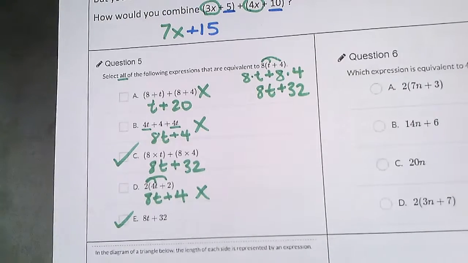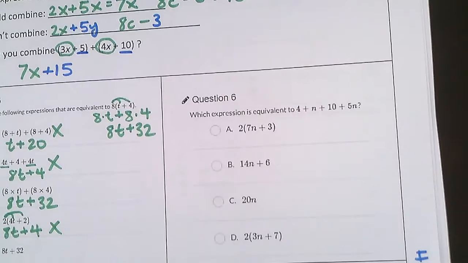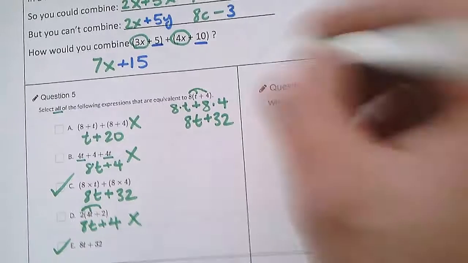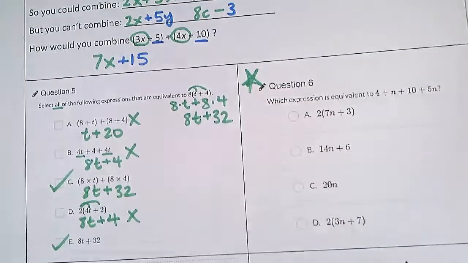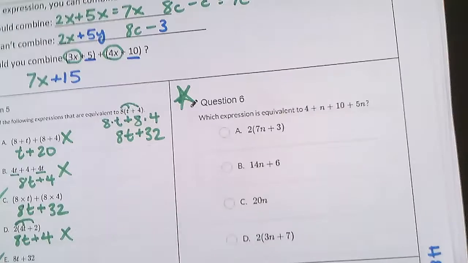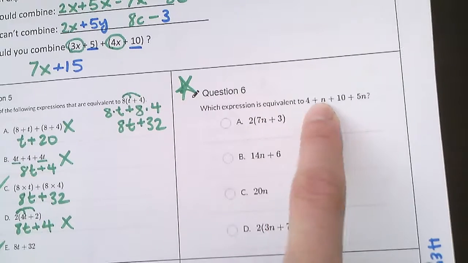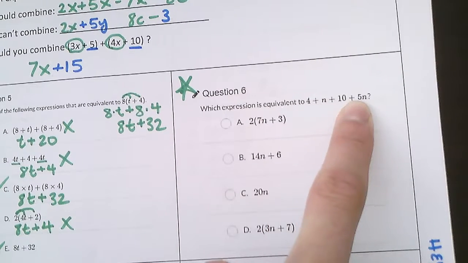Okay. Now, on your own, you're going to try out question 6. You're going to use a similar process to what we just did right here. So you're going to work on this one here. And I'll get you started. It says, which expression is equivalent to 4 plus n plus t plus 5n?